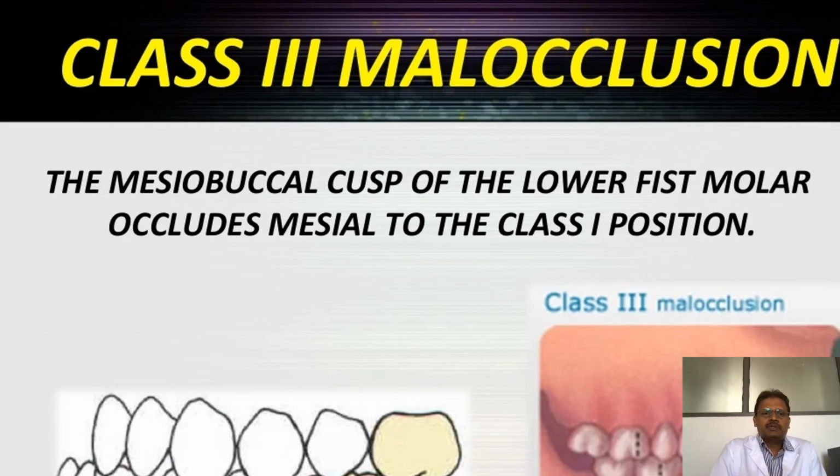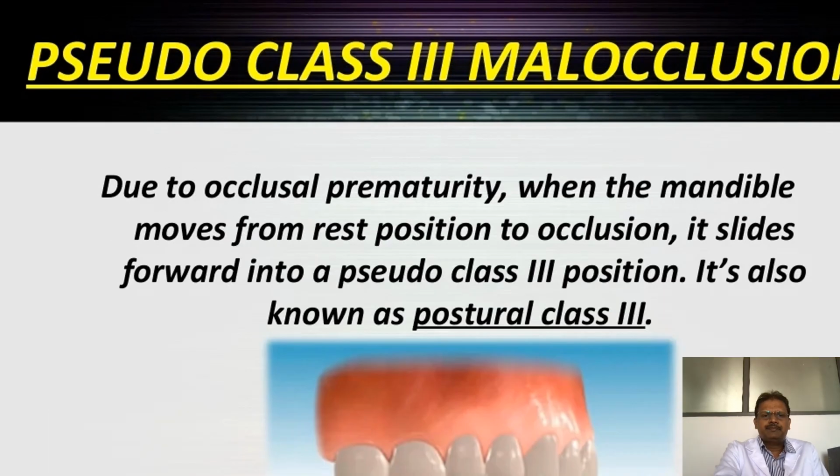And lastly we come to the class 3 malocclusion. Class 3 malocclusion is the one where, as I told you, the mesiobuccal cusp of the upper first permanent molar will occlude in the groove between the lower first and second permanent molars. This is called class 3. It is again divided into pseudo class 3 and true class 3.